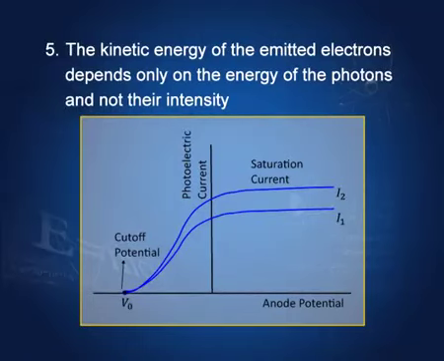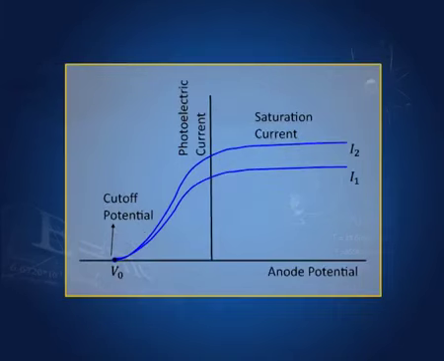It does not affect V 0. So, the intensity does not affect V 0, frequency determines V 0. And the kinetic energy of emitted electrons depends only on the energy of the photons and not their intensity. It is clear from here and other experiments also.